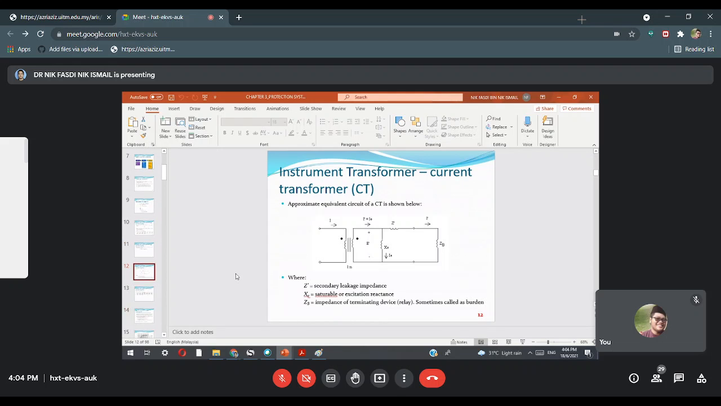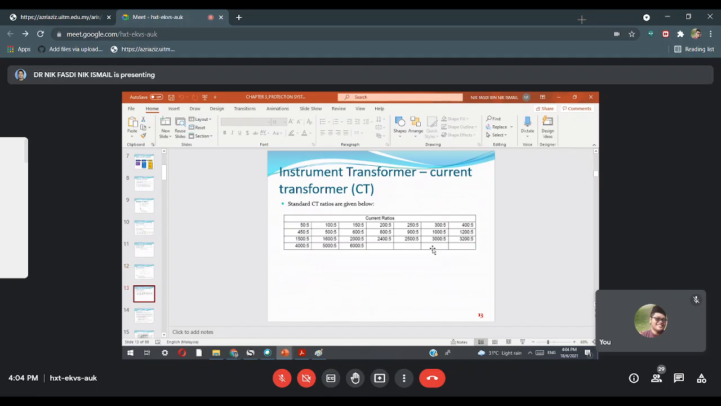Okay, I explain. Okay, instrument transformer, current transformer, approximate equivalent circuit for CT as shown below. Yang ini Z prime is the secondary leakage impedance, XE the saturable excitation reactance, ZB impedance of terminating device relay, sometimes called as a burden. Okay, ini burden. Ini terminating device.